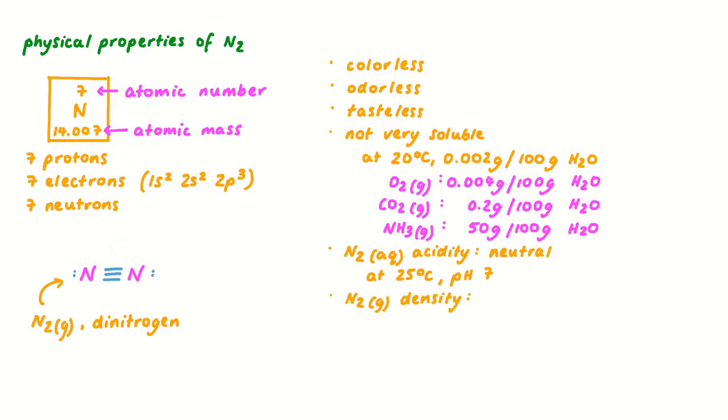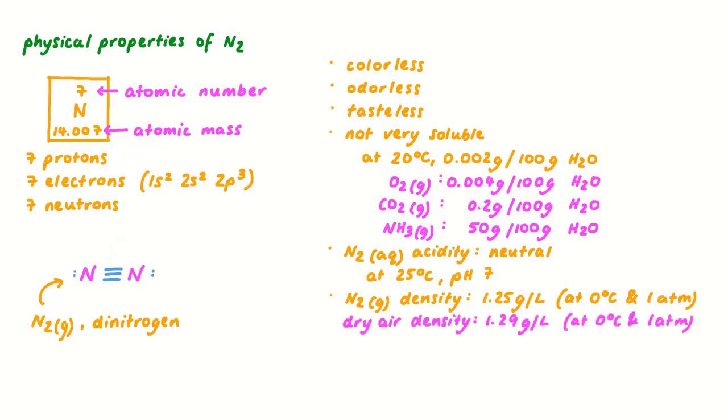Pure N2 gas has a density of about 1.25 grams per litre at 0 degrees C and 1 atmosphere. This is slightly below the density of dry air, which is 1.29 grams per litre. The melting point of this small nonpolar molecule is low as expected, at minus 210 degrees C. This is the point at which nitrogen changes from a solid to a liquid, and vice versa.